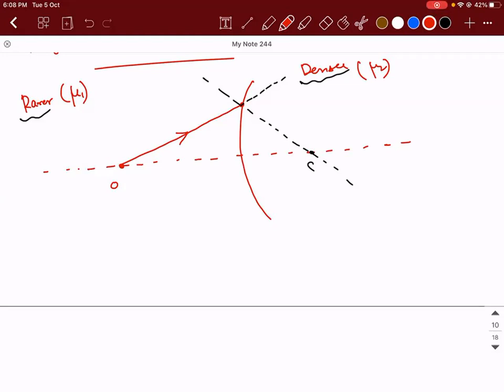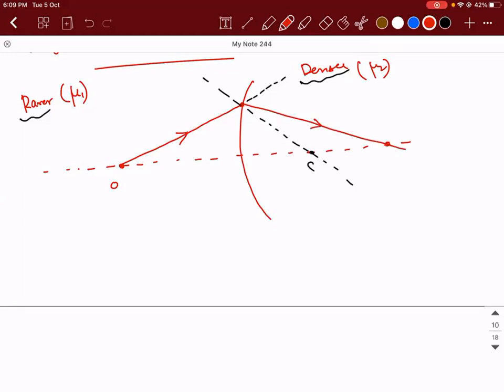I asked a very simple question. When the ray is traveling from rarer to denser medium, what happens to that particle? Sorry. The ray starts bending. Yes, correct. So it starts bending towards the normal.